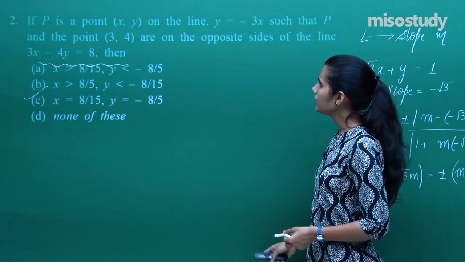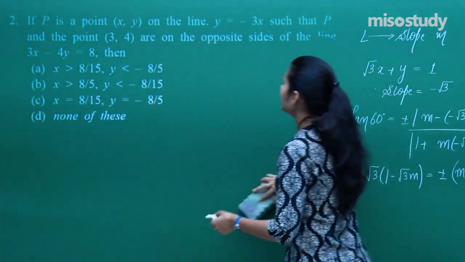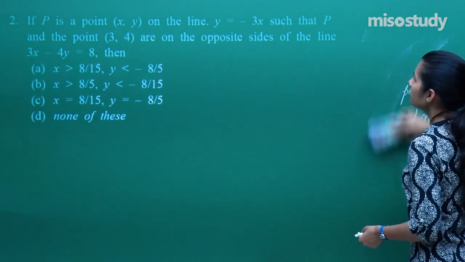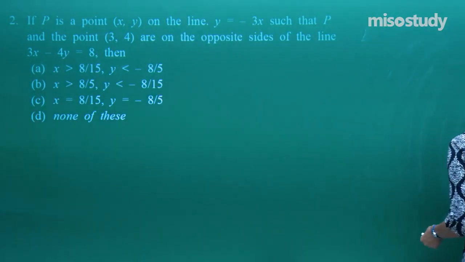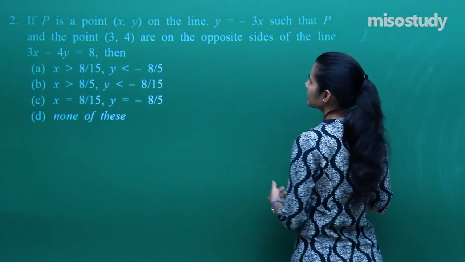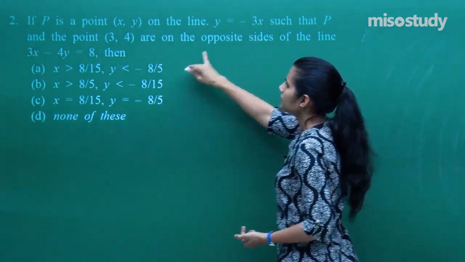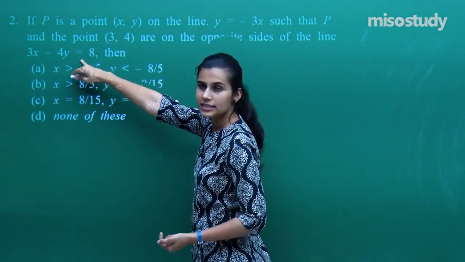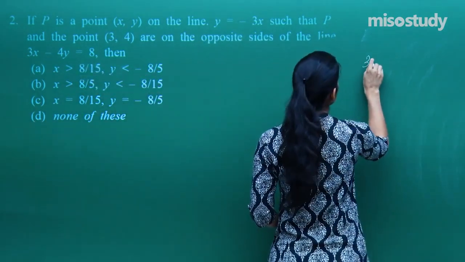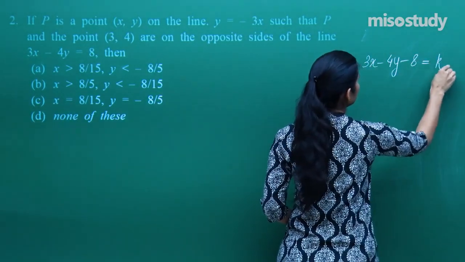Moving to the next question, we have: if P is a point on this line and the other point, they are lying on the opposite side of the same line. Okay. So, here first of all understand if the line given to you is y equals minus 3x, and they are basically lying on the opposite side of this line. Now, you have 3x minus 4y minus 8. Just take it to be equal to k.